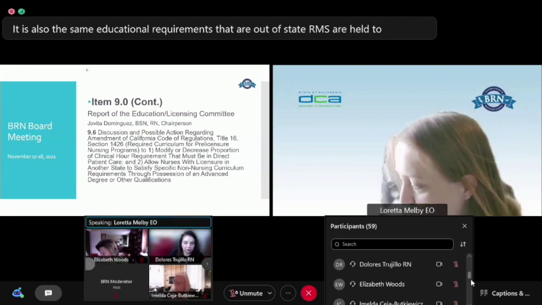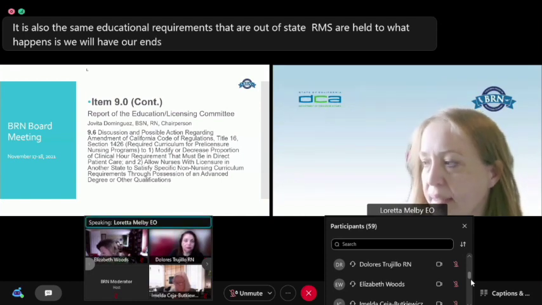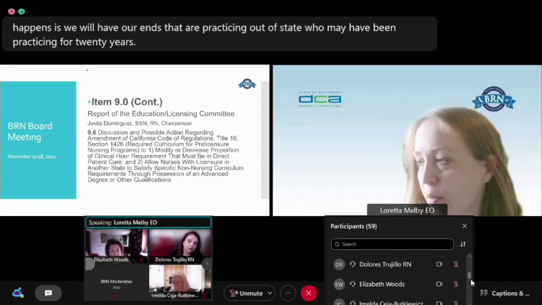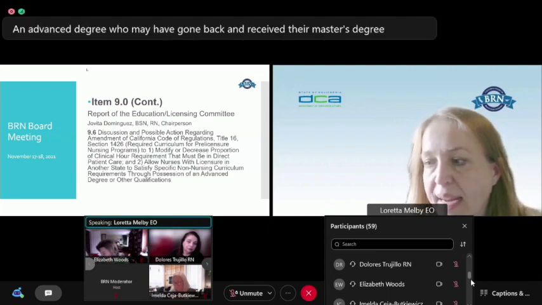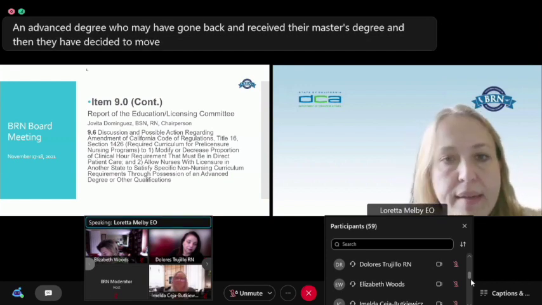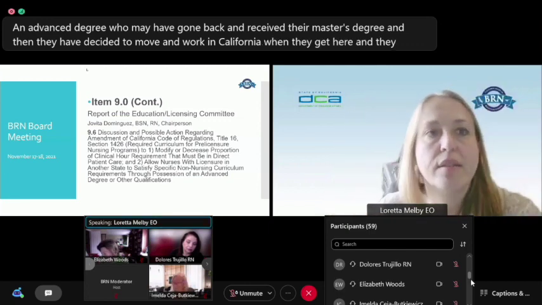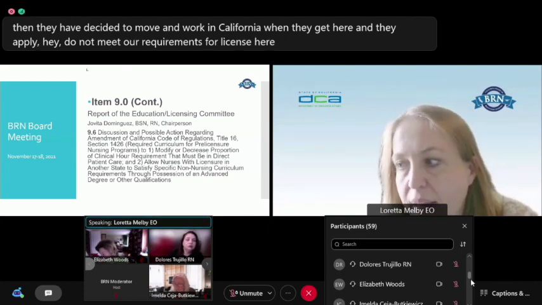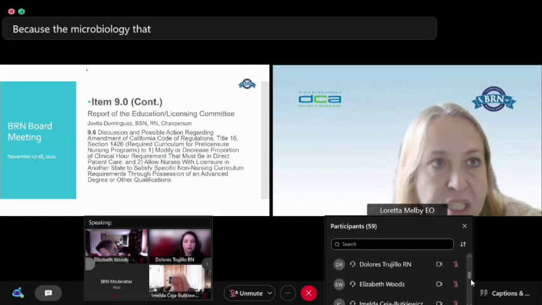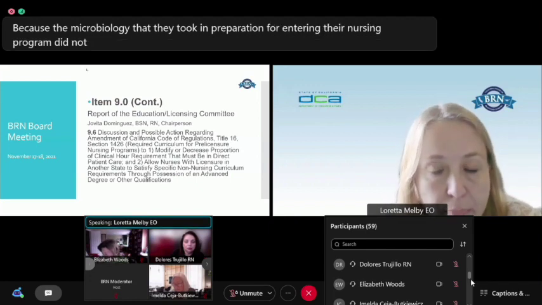What happens is we will have RNs that are practicing out-of-state who may have been practicing for 20 years and who may have an advanced degree, who may have gone back and received their master's degree. And then they have decided to move and work in California. When they get here and they apply, they do not meet our requirements for licensure because the microbiology that they took in preparation for entering their nursing program did not contain a laboratory component.